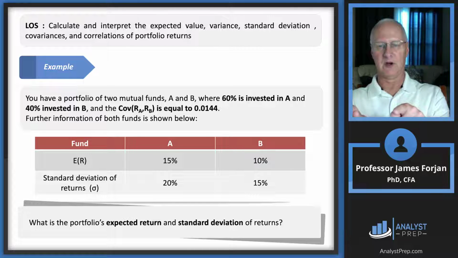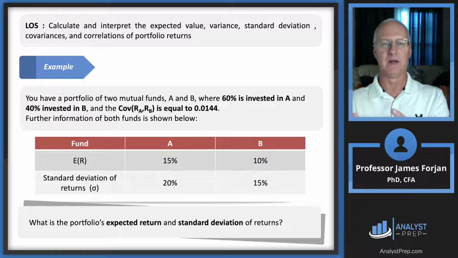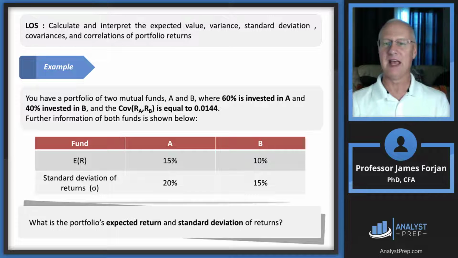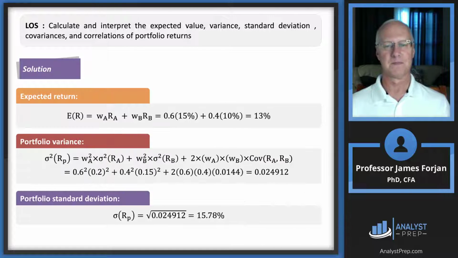So the expected return has to be between 15 and 10, right? Standard deviation of returns, you're tempted to say that it has to be between 20 and 15%. However, I want to caution you. It's probably never going to be greater than 20%. I can live with that. But it might be less than 15% depending on the degree of covariance up there. Well, let's see what happens in this example. So there's our weighted average. So all we do is take 60% of 15 and 40% of 10. That's a simple weighted average expected return.